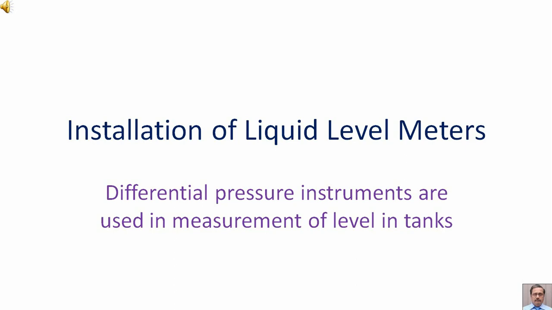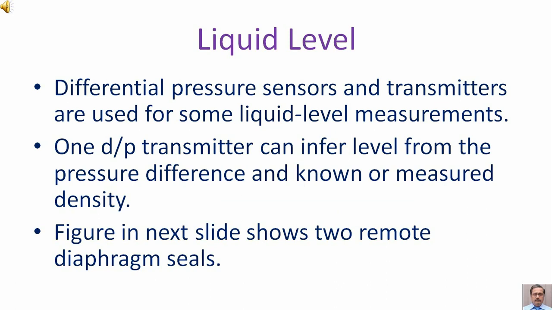Installation of liquid level meters. Differential pressure instruments are used in measurement of level in tanks. Liquid level. Differential pressure sensors and transmitters are used for some liquid level measurements. One DP transmitter can infer level from the pressure difference and known or measured density.